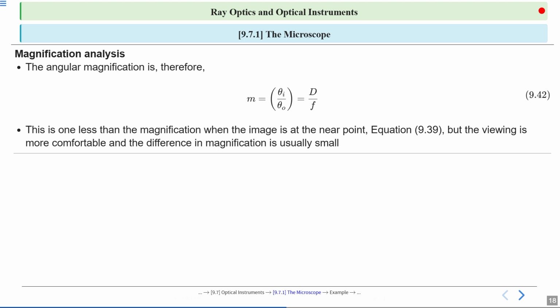But this method is preferred. Why? Because in this case the eye is relaxed, so strain on the eye is minimized. Although its magnification is slightly less, it does not affect much the magnification. The magnification is slightly less, but viewing is more comfortable.